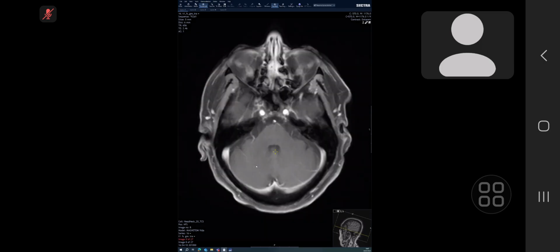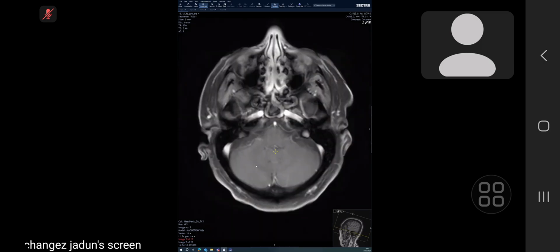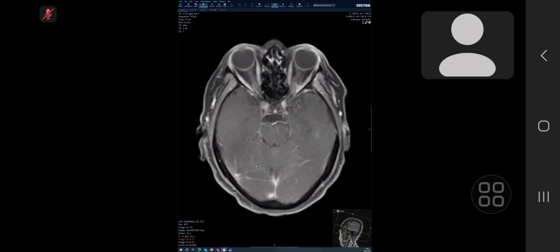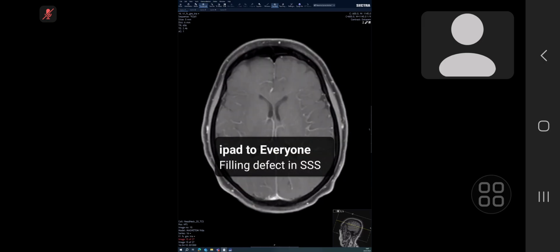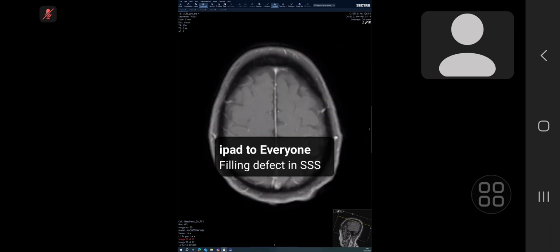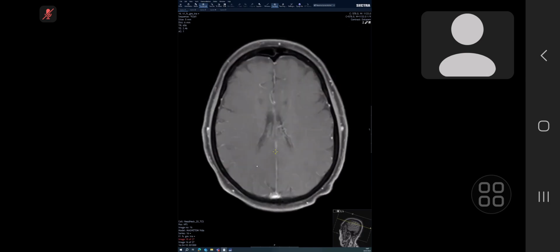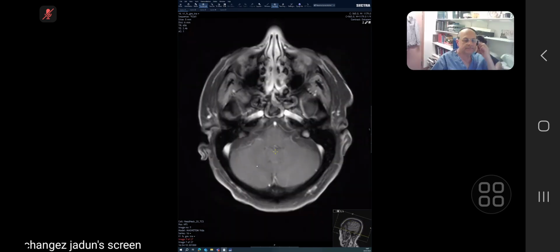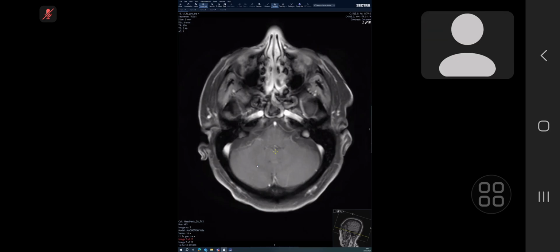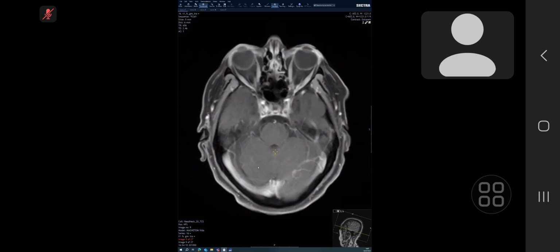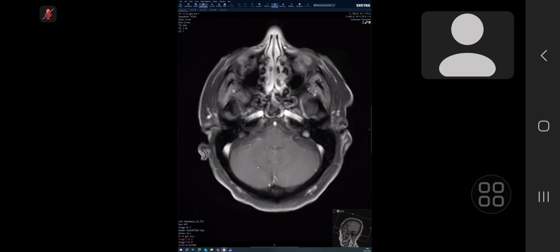Sir, on the abnormal T2 areas, flare areas, I can't appreciate any signal abnormality on the T1 post contrast images. Okay, so what do you see so far? Sir, I cannot appreciate any significant abnormality on the T1 post contrast images, but I would like to focus on the posterior fossa on the T1 post contrast.